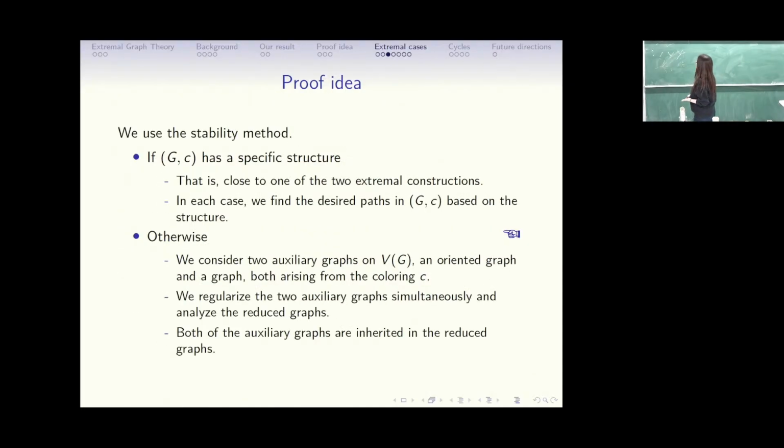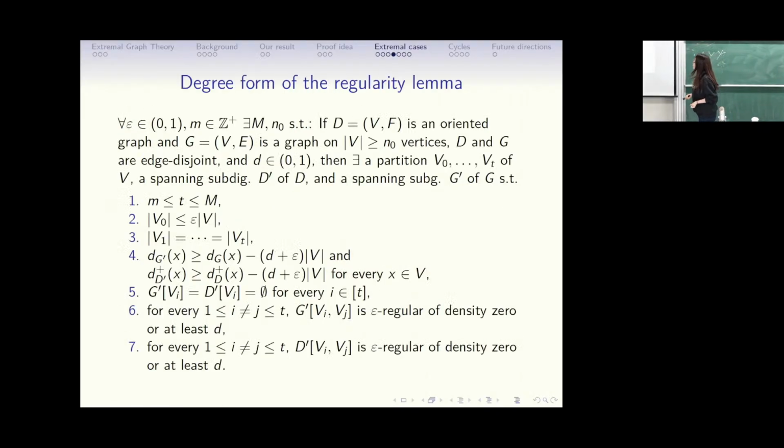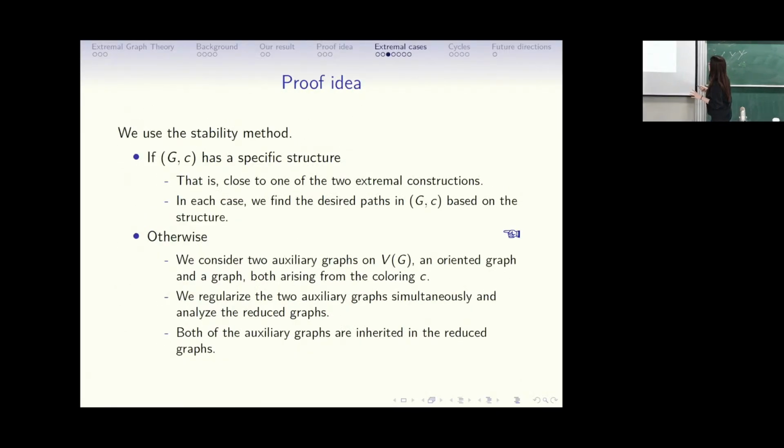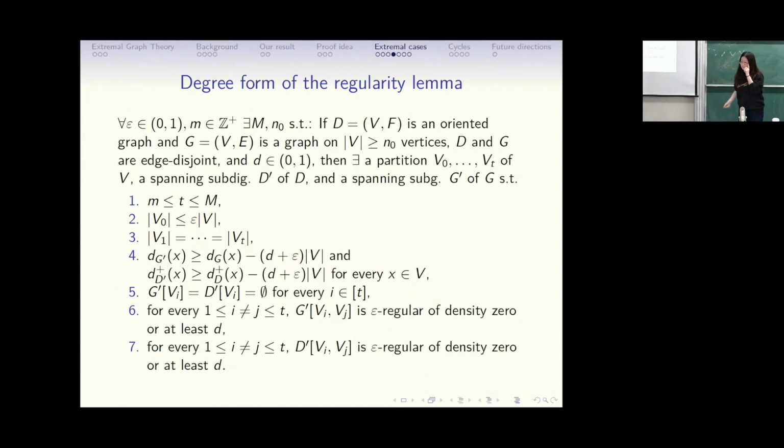Okay. Otherwise, if it's not close to either of the extremal cases, then I'm going to use the regularity method. So you don't have to read everything here. I can give a quick summary of the history, or the variations, of regularity lemmas. The first several come from the original Szemerédi regularity lemma, and then Alon and Shapira gave a directed graph version.